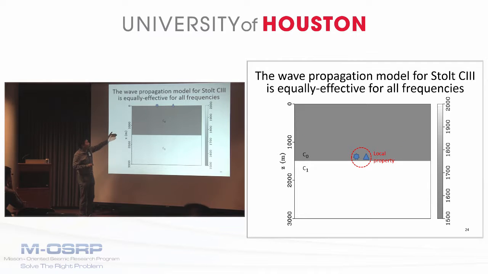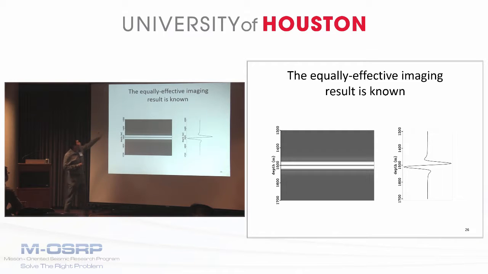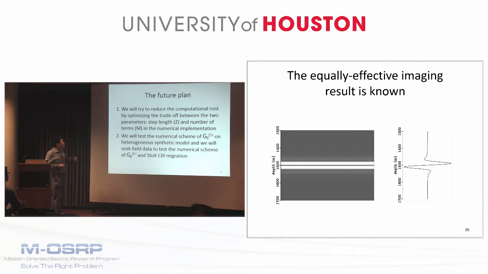So we know that for the homogeneous model, we can get the imaging for this reflector by the analytical G0DN, and the result will be equally effective for all frequencies. And we know that the image for the same reflector will be unique. If we can match the numerical image result from the heterogeneous case with this analytical result from the homogeneous case, we are confident that the result is equally effective for all frequencies. So for the homogeneous case, we have a known equally effective imaging result for all frequencies, and if we can compare the numerical result from the heterogeneous case with this, we are confident our implementation is correct.